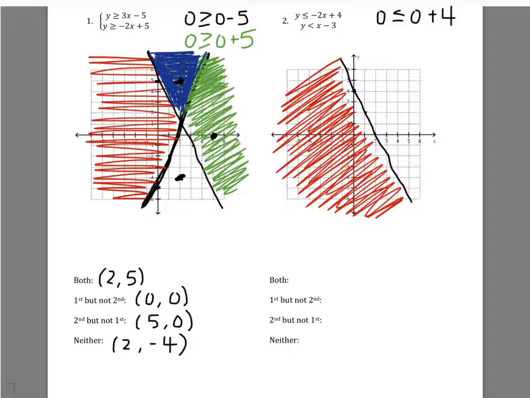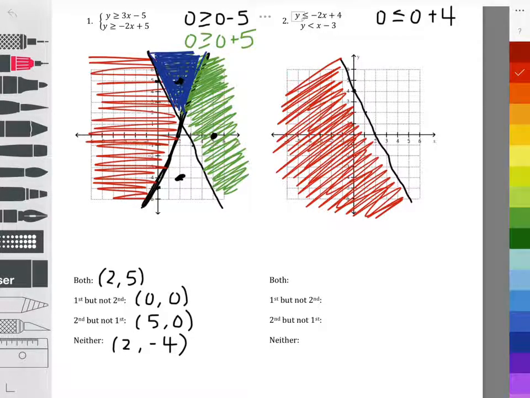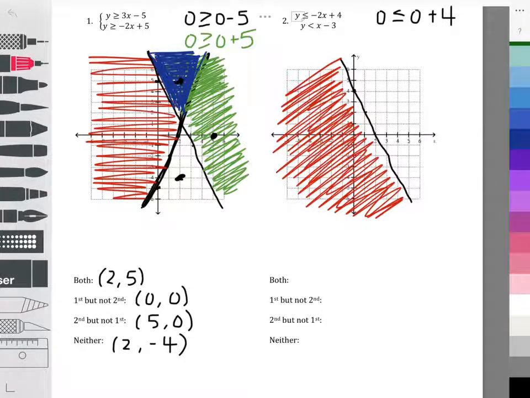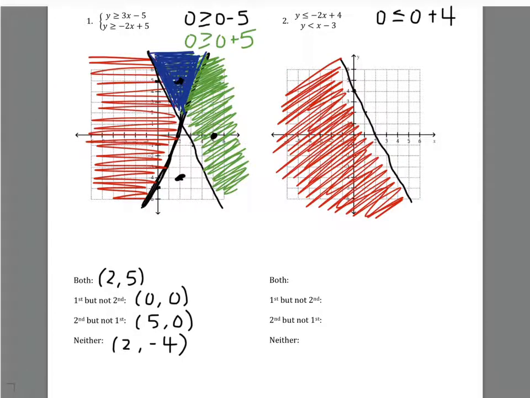How about the second one? There's no equal sign, so make sure for your second one, it has to be a dashed line. So y less than x minus 3. Our y-intercept is going to be -3, and it has a slope of 1. Remember, it has to be a dashed line. So let me graph the line as a dashed line.